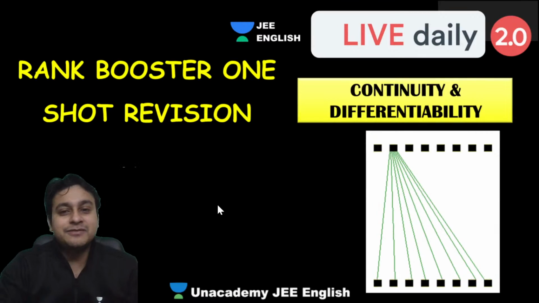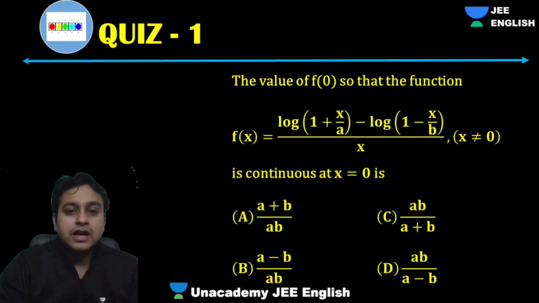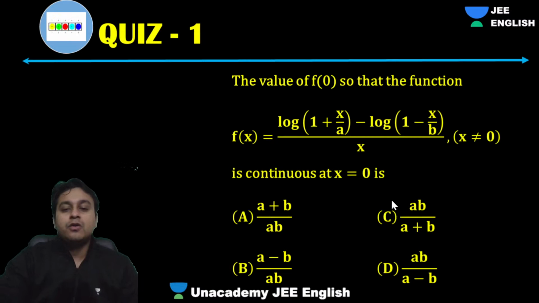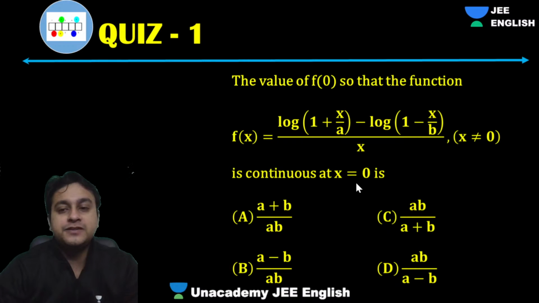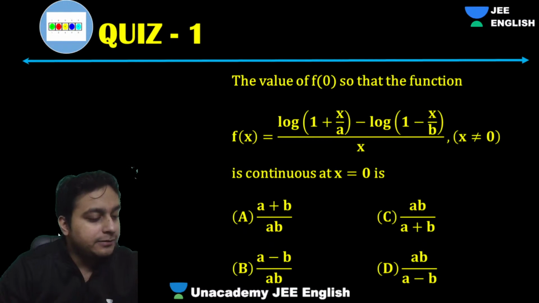Done. Let's start this amazing session on continuity and differentiability, guys. First question coming up on our screen. This is the question. We have to find out what value of f of 0 makes the function continuous at x equals 0. So, guys, what is the logic behind it?